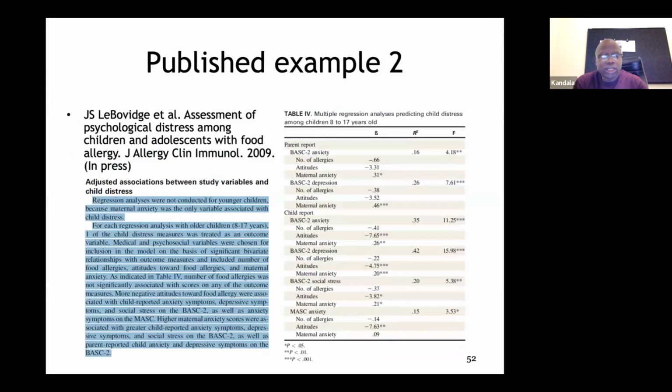So this is a second example on the assessment of psychological distress among children and adolescents with food allergy. You can see here there were various multiple regressions predicting child distress among children between the age of 8 and 17 years old. And here you can see also how the results are being reported.